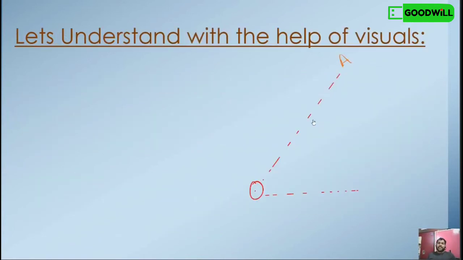So let us understand with the help of a visual. Now what I'm assuming here is, for example, let's consider O as the origin and see the zigzag path followed by some particle. Now we'll assume this as a particle A, which is traversing from one position to the other.